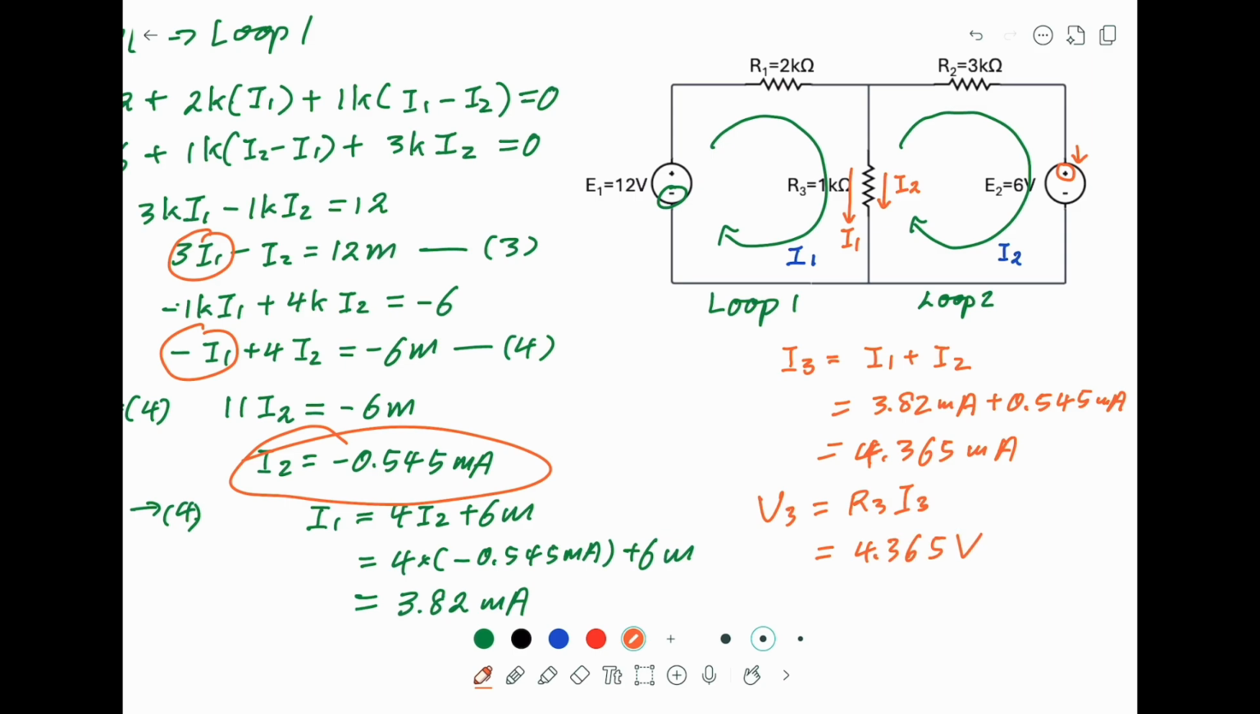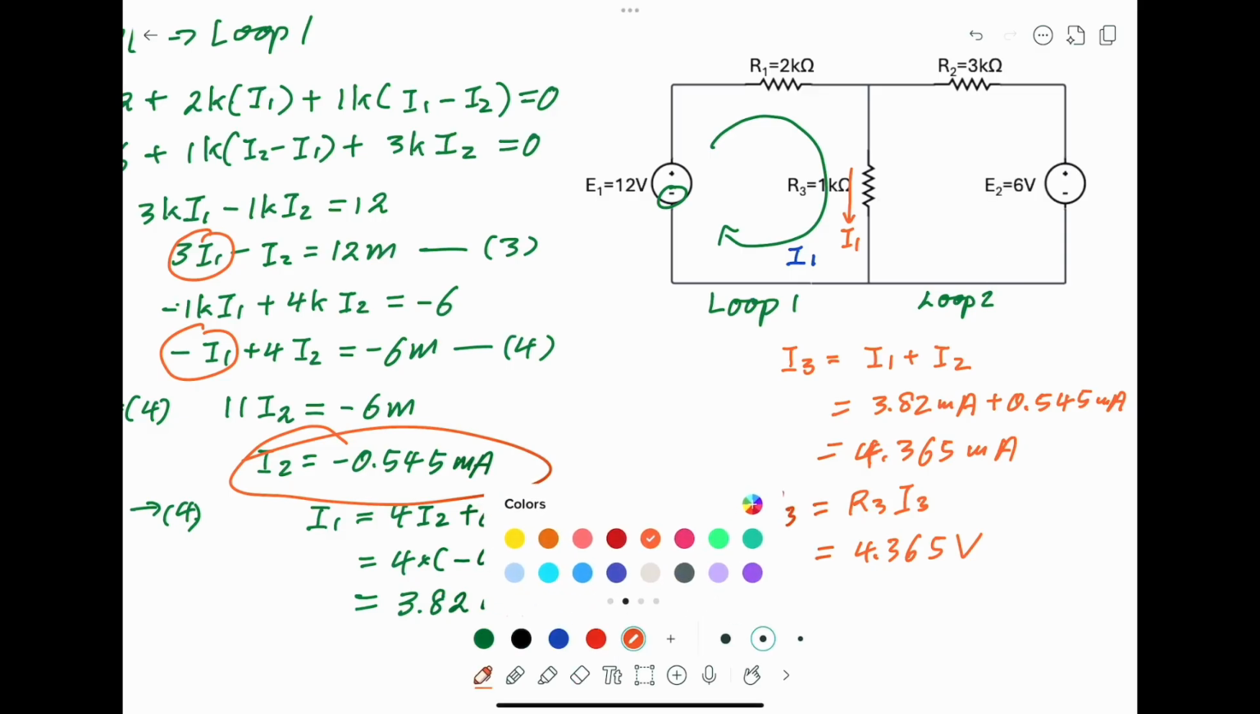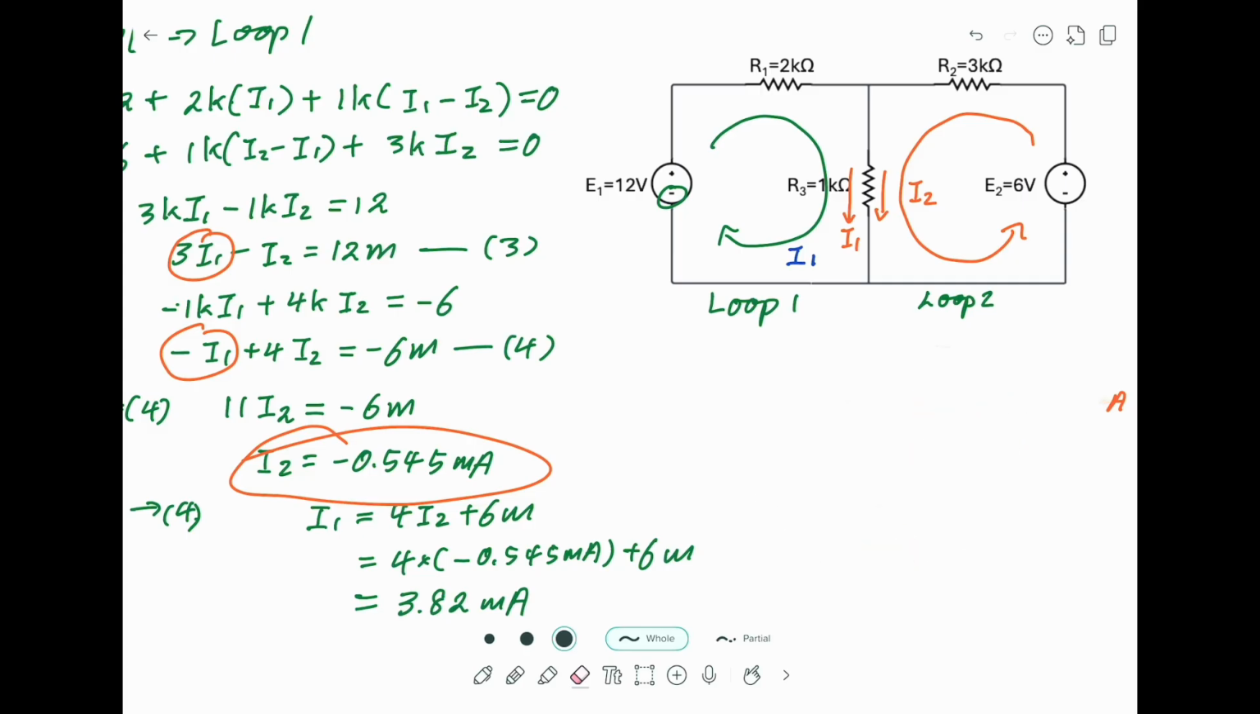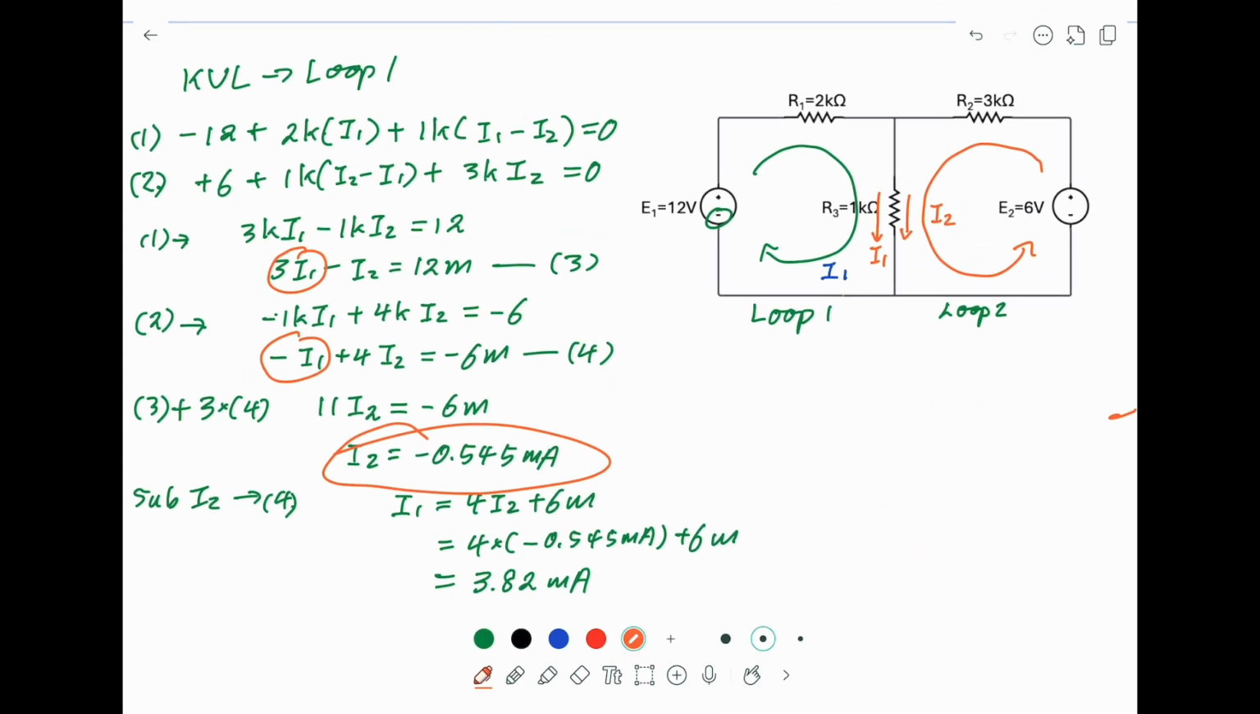So you can see, even though we reversed I2, eventually we'll find I2 is a negative value. So you may ask this question: if in the beginning we assume an anti-clockwise direction instead of clockwise, what will happen? If we already assume an anti-clockwise, I2 here is already down, so our equation will be slightly different, and in particular, the equation passing through R3.